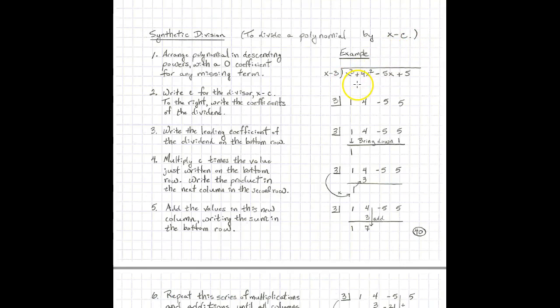So let's start with a simple example: x cubed plus 4x squared minus 5x plus 5 divided by x minus 3. The way you do it is you take the c term. So this is x minus c.